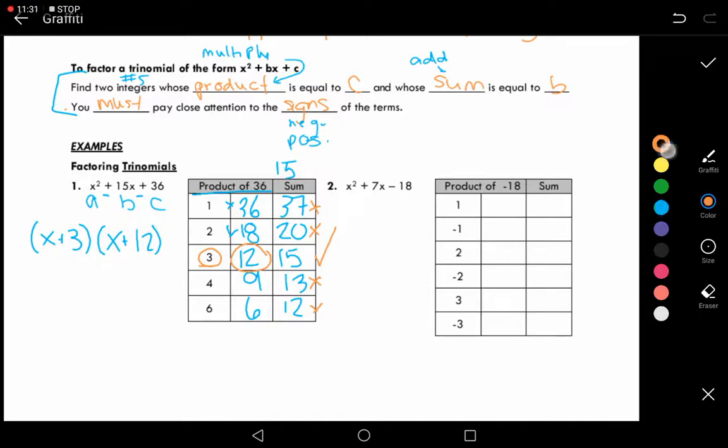And now this here is in factored form, which means it's fully factored. Keep in mind what I said about how this is just the opposite of expand and simplify. What that means is if I were to expand and simplify this, if I were to use FOIL here, I would end up with this trinomial.